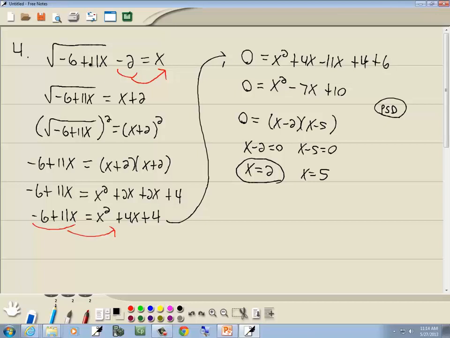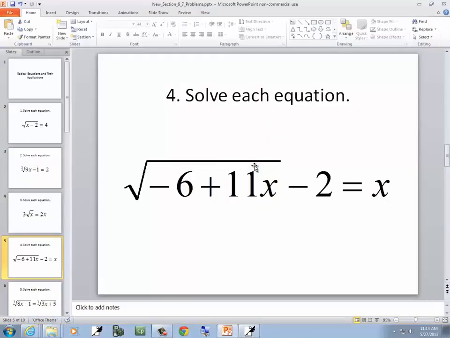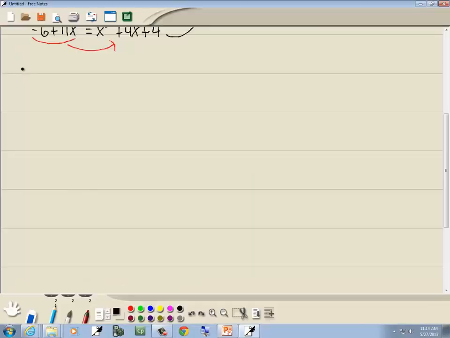11 times 5 is 55. Minus 6 is 49. Square root of 49 is 7. 7 minus 2 is 5. And if I put 5 over here, I get 5 equals 5. So it checks also. So those are our 2 answers. Let's take a look at our next example.